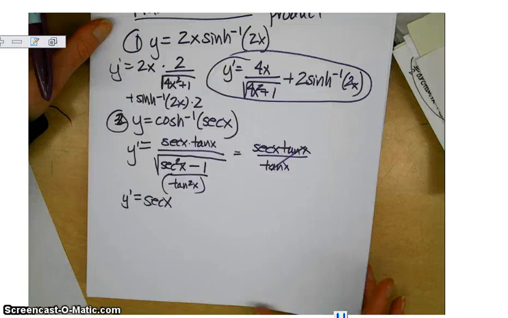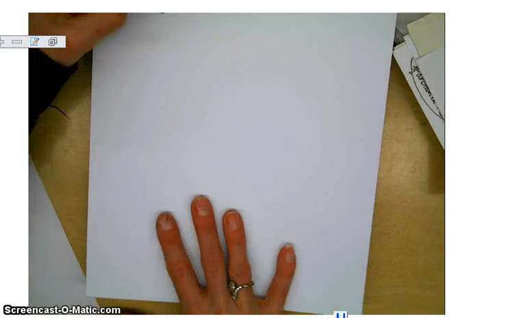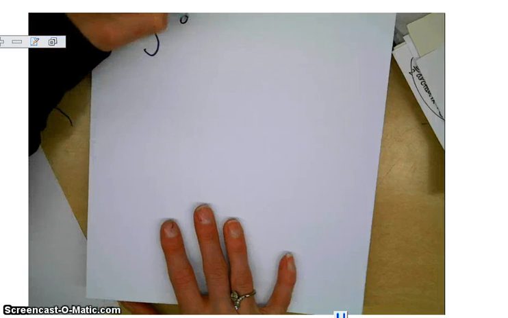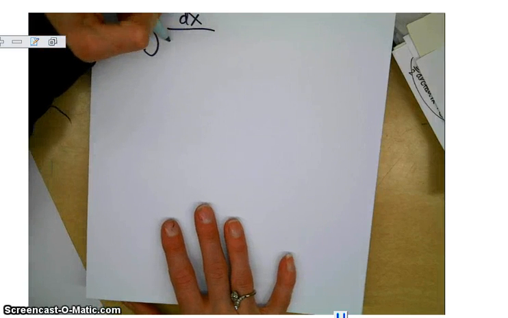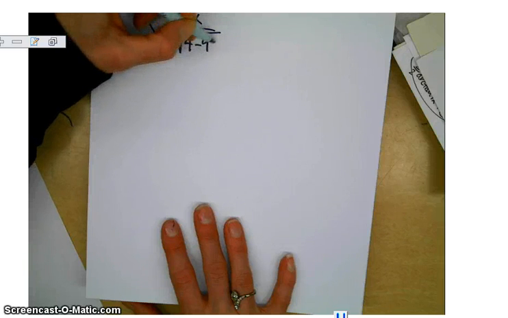Okay, so let's look at a couple of integrals. Yippee! So the integral of dx over x radical 4 minus 9x squared.